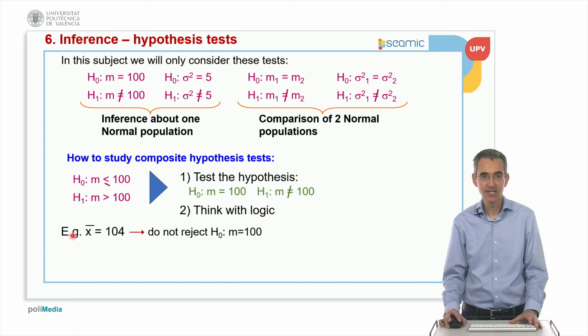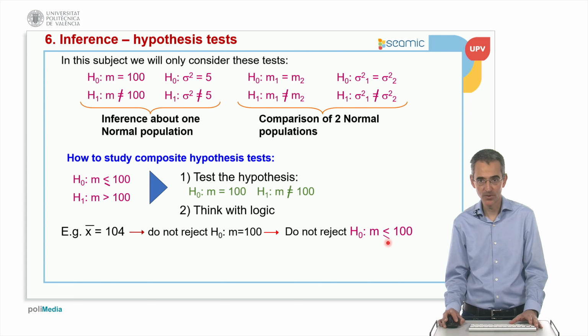Okay, and then just think with a bit of logic. So imagine that the sample mean is 104, and then the conclusion of the test is do not reject the null hypothesis. Okay, so we are saying that it makes sense to assume M approximately equal to 100. Then we will lead to the conclusion do not reject the composite hypothesis M equal or lower. So if this makes sense, this is the option to choose because it contains the equal.